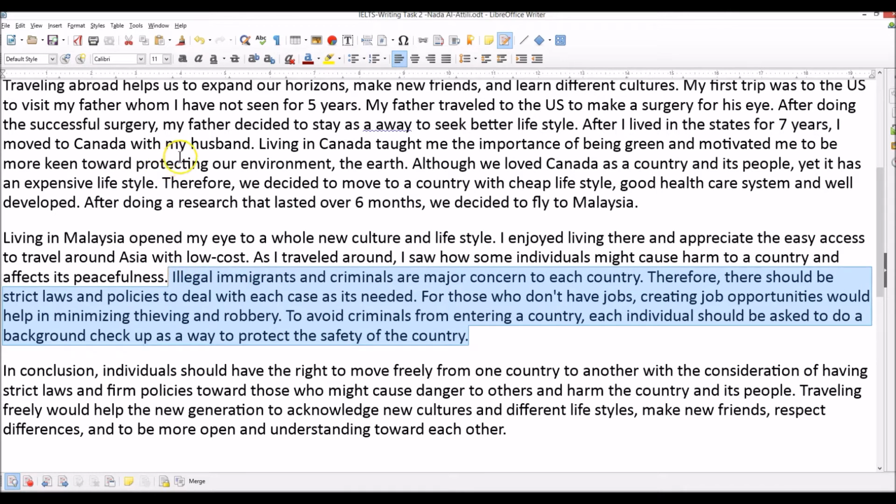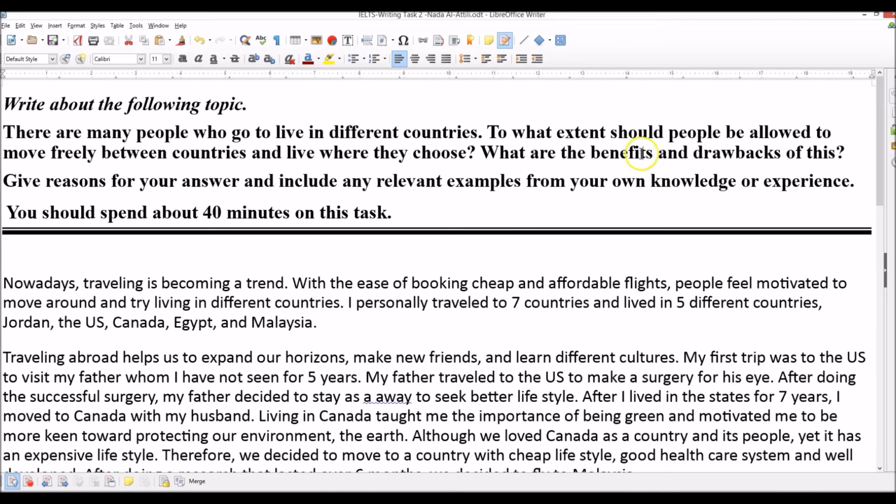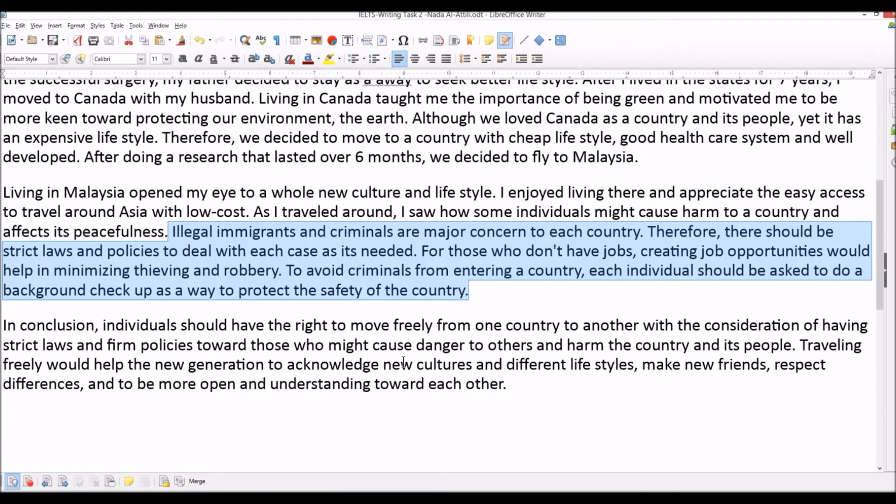Okay, so this first paragraph, irrelevant. This next bit, it's kind of addressing the question. Now, what's the benefits and drawbacks? Well, it doesn't really say. It doesn't say what the benefits are. It's just what the drawbacks. So it doesn't really address both of the questions, and it doesn't have an example.